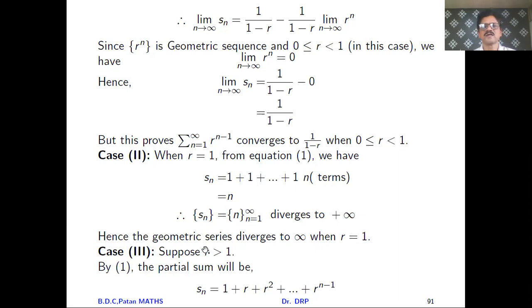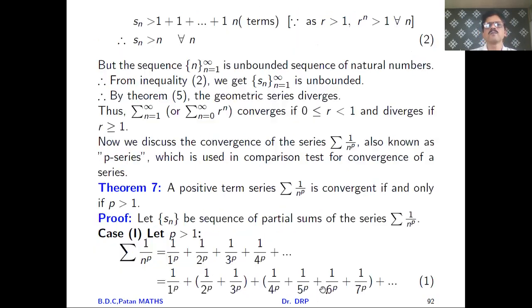Now we will consider r greater than 1. So when r is greater than 1, what happens? You will get Sn to be this one, but when r is greater than 1, r raised to n is greater than 1. Taking power n on both sides, r raised to n is greater than 1 for all n. Means we can write Sn to be greater than 1 plus 1 plus and so on, n times. Means Sn is greater than n for all n.